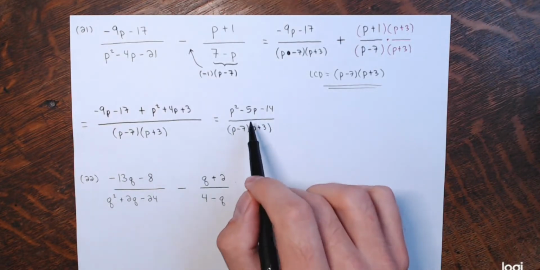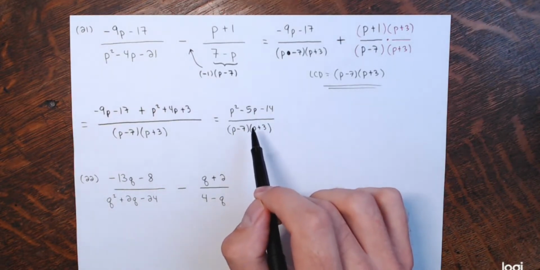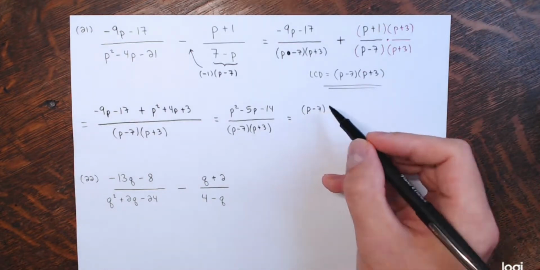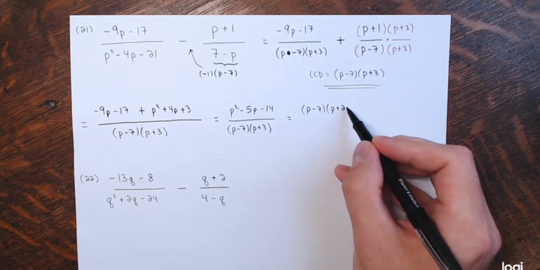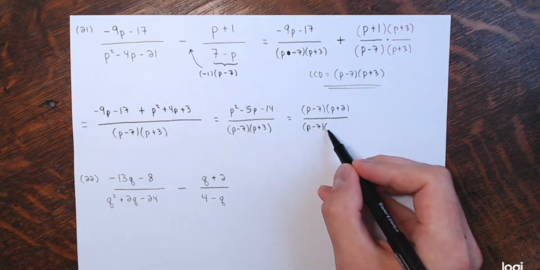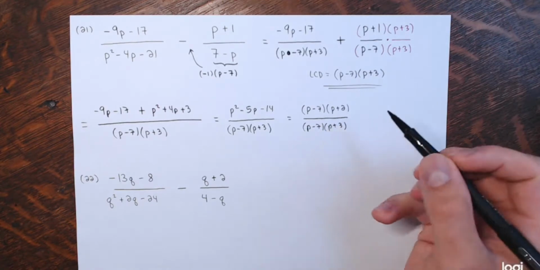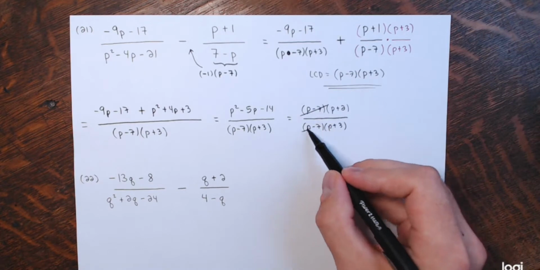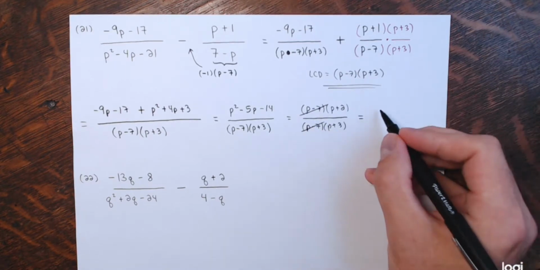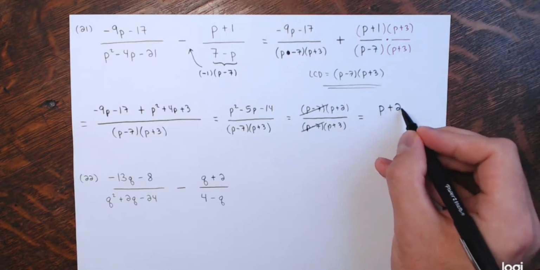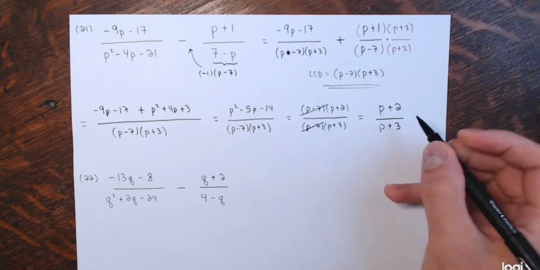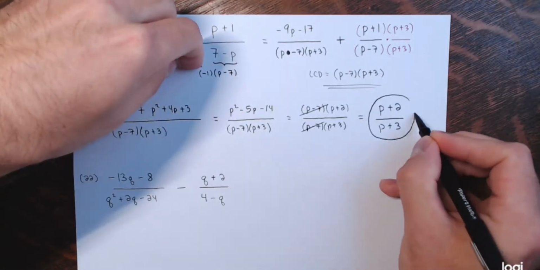But I do want to simplify it. Try factoring the numerator. Well, the numerator does factor. That would factor to p minus 7 times p plus 2. And we have p minus 7 and p plus 3 as factors in the denominator. So I'm seeing the common factor of p minus 7 in the numerator and denominator. So I'm left with finally p plus 2 in the numerator, p plus 3 in the denominator. And that's as simple as that fraction gets.